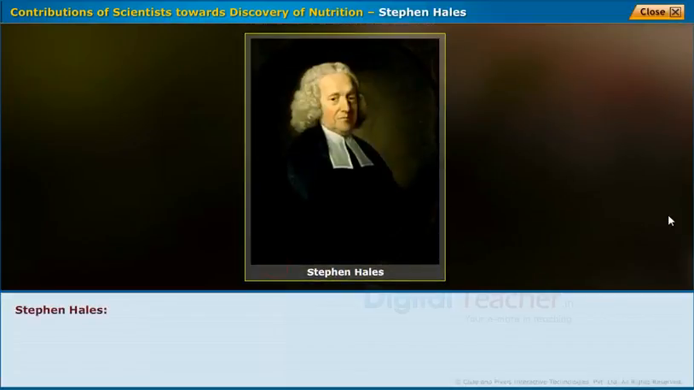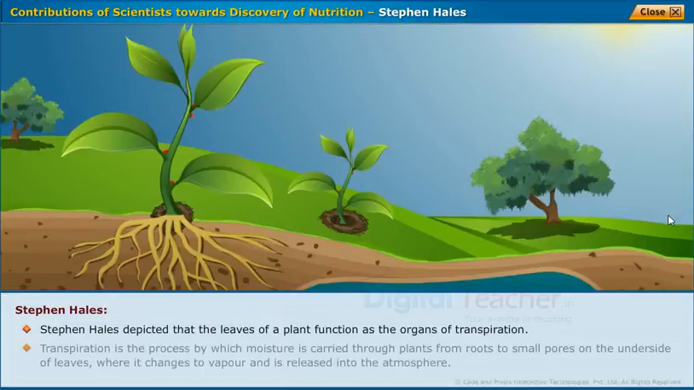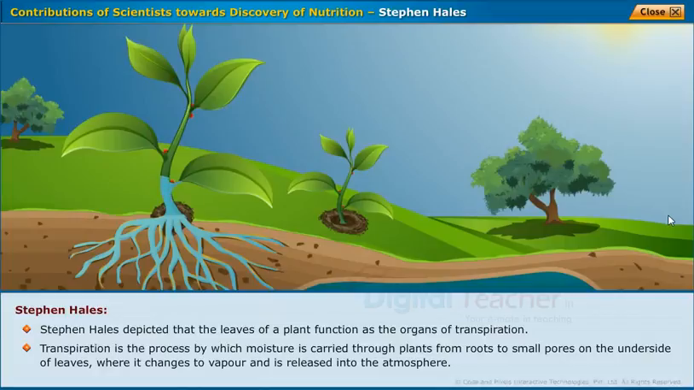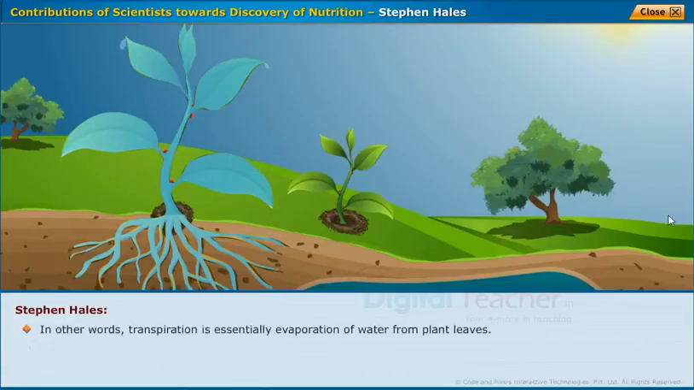Stephen Hales depicted that the leaves of a plant function as the organs of transpiration. Transpiration is the process by which moisture is carried through plants from roots to small pores on the underside of leaves, where it changes to vapor and is released into the atmosphere. In other words, transpiration is essentially evaporation of water from plant leaves.